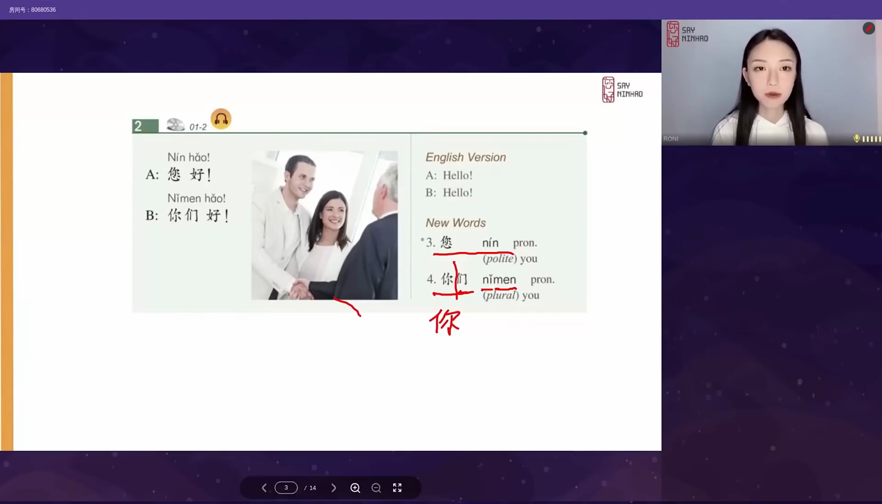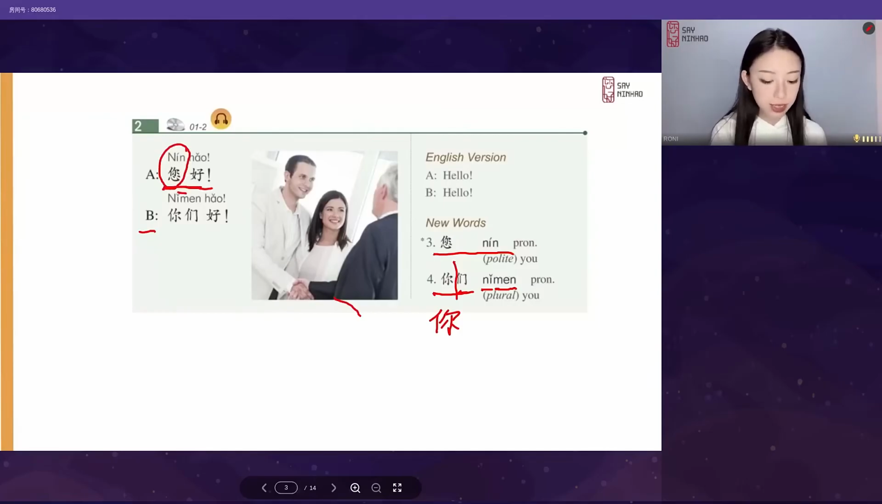I will read it once for you. Please pay attention to the pronunciations, okay? A said, 您好. B said, 你们好. Okay, let's see. First, 您好. In here, we can see the polite you, right? 您 is the respectful way to say you.